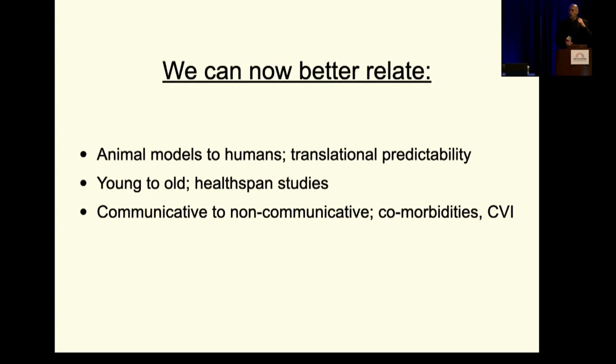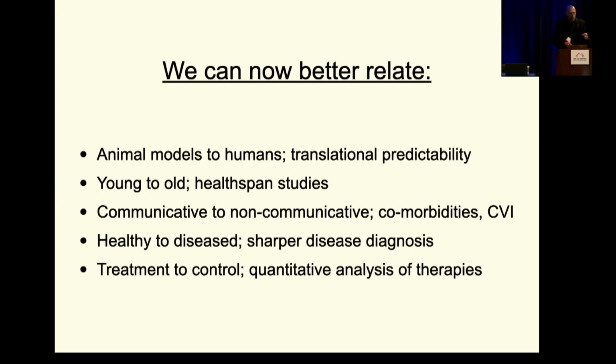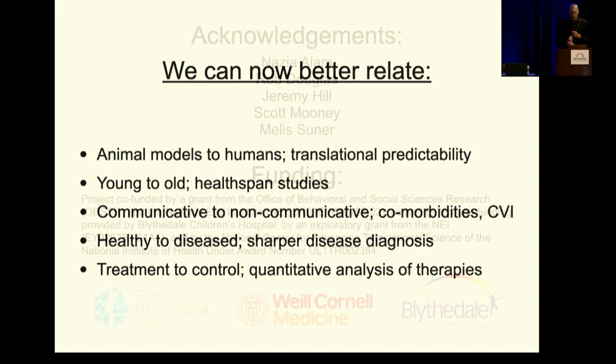And so comorbidities: CVI always comes with other things, right? And so we hope this will allow us to separate those things, and we hope to be able to define CVI actually better with much larger case studies or clinical studies than we've done. Healthy to disease, so we can define these things more sharply and do it quantitatively, and where we really want to go is treatment to control. So we need to quantitatively evaluate these therapies that we want to test, and that's how we'll move forward in this field.